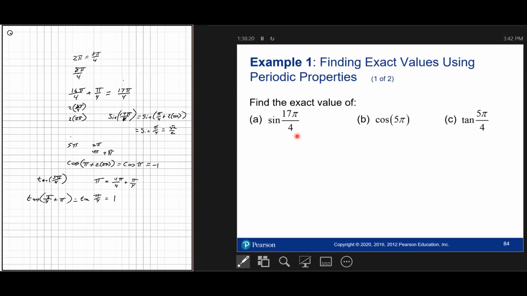Now, this angle is in the third quadrant, and tangent is positive in the third quadrant.